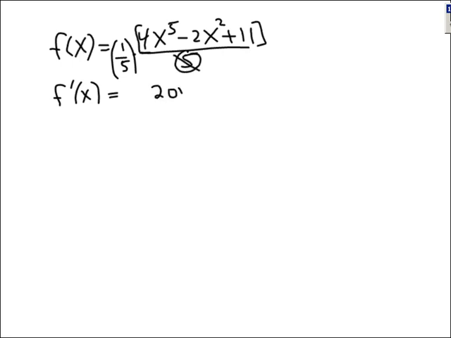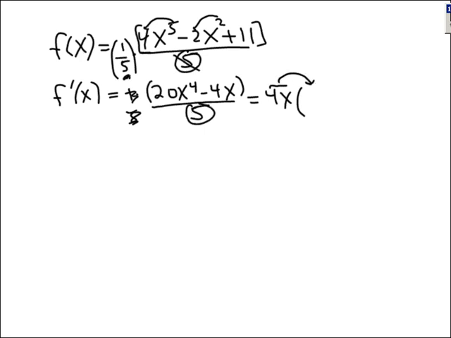The derivative of the function is 20x to the 4th minus 4x. 5 times 4 is 20. 2 times 2 gave me the 4. Times the 5th. Times the constant. But multiplying by a 5th is the same as dividing by 5. I mean, after all, 1 times that is just that, and 5 in the bottom is 5 in the bottom. And there's your answer. You might want to factor out a 4x.